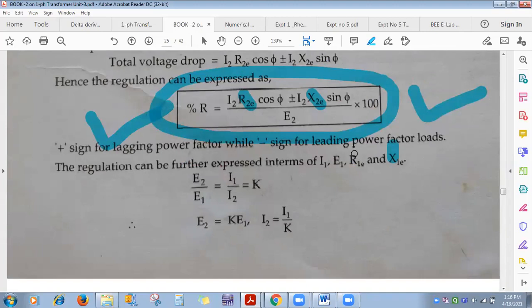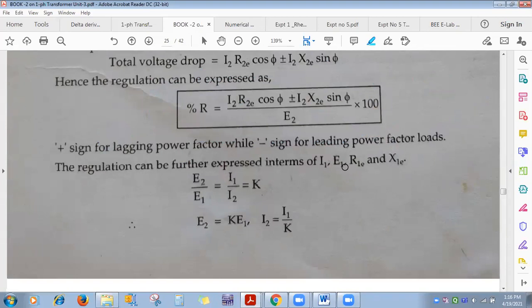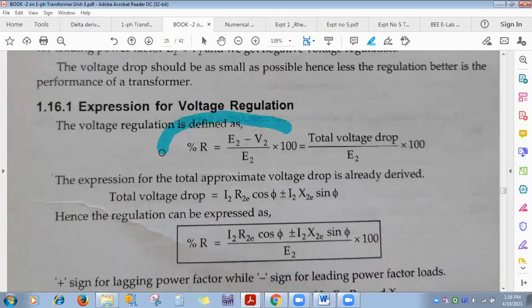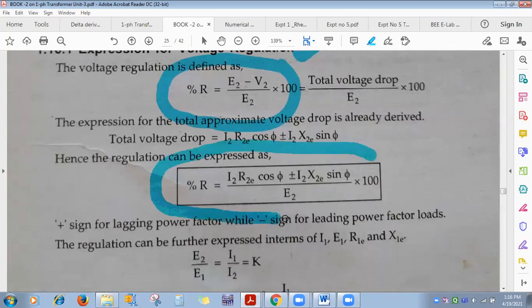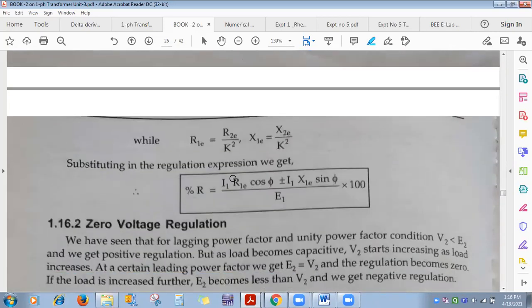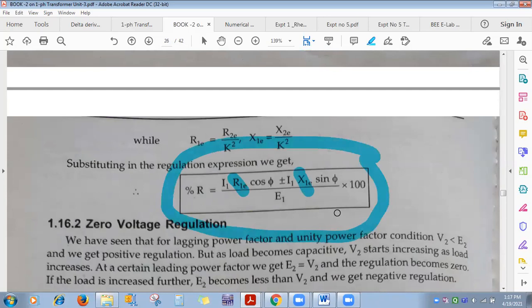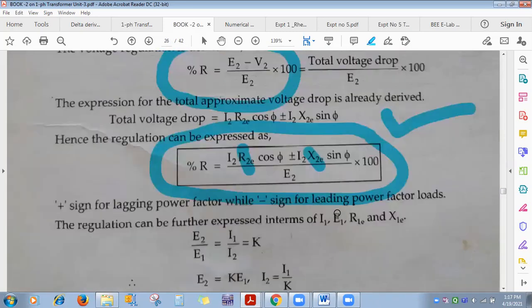Okay. So you keep all three formulas in your mind to calculate voltage regulation. In the numerical, maybe the given parameters are E2 and V2. Then using this, you can calculate the percentage voltage regulation. Or maybe referred to secondary parameters are given to you, R2E and X2E, then compulsorily you have to use the referred to secondary formula only to calculate voltage regulation. Or in the numerical, maybe referred to primary R1E and X1E are given, then use this formula to calculate the voltage regulation. Means for voltage regulation, three formulas you have to keep in your mind. Got it? First thing.